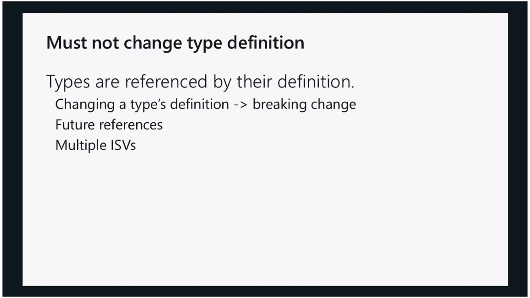So types themselves, such as classes or forms, are referenced by their definition, and changing a type's definition represents a breaking change to the code that might be relying on those types. And it's very difficult to support that in a world where we are updating the system more frequently, and we are demanding that we can support binary compatible versions moving forward. As such, we have to keep types, and what represents a type, consistent.